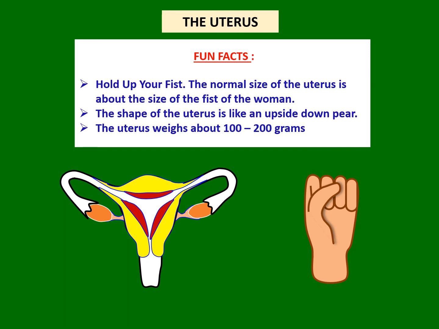Here are some fun facts about the uterus. Hold up your fist. The normal size of the uterus is about the size of the fist of the woman. Now, the shape of the uterus is like that of an upside down pear, and the size is also quite close to that of a pear. The weight of the uterus is only about 100 to 200 grams if there is no pregnancy.